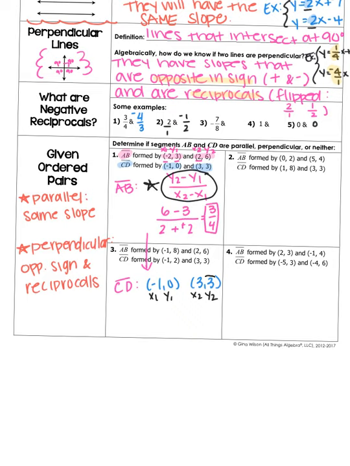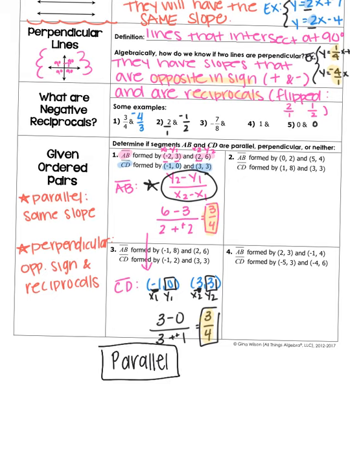So I do y2, which is 3, minus y1, which is 0, all over x2, which is 3, minus x1, which is -1. So 3 minus 0 is 3. 3 minus -1 is like 3 plus 1, so it's 4. Notice I got a slope of 3/4 up here for AB. I got a slope of 3/4 for CD. So I would say that these 2 lines, without even seeing them, I can tell that they are parallel. They will never cross because they have the same slope.